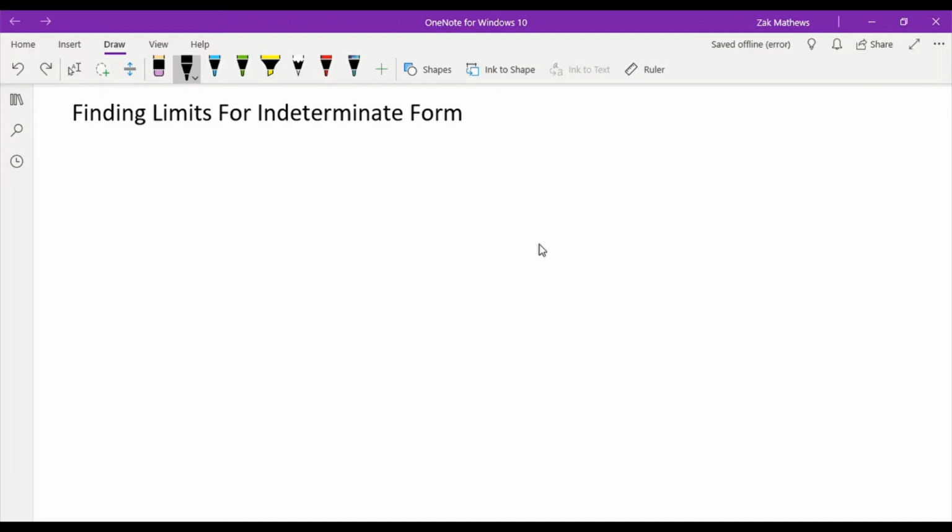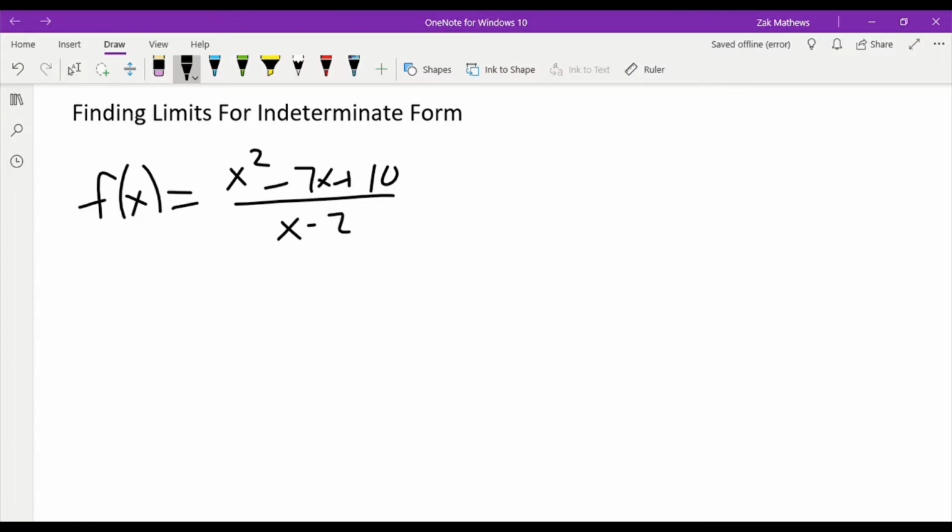Just because we see a 0 in the denominator does not mean that the function is going to infinity or negative infinity. It could be that the function is what we call an indeterminate form, and that means we need to do something else to determine what's going on. If there's a 0 in both the numerator and denominator, that is not saying that the function is going to infinity. So let's take an example. Let's say that we have the function x squared minus 7x plus 10, over x minus 2. I want to find the limit of this thing as x goes to 2.